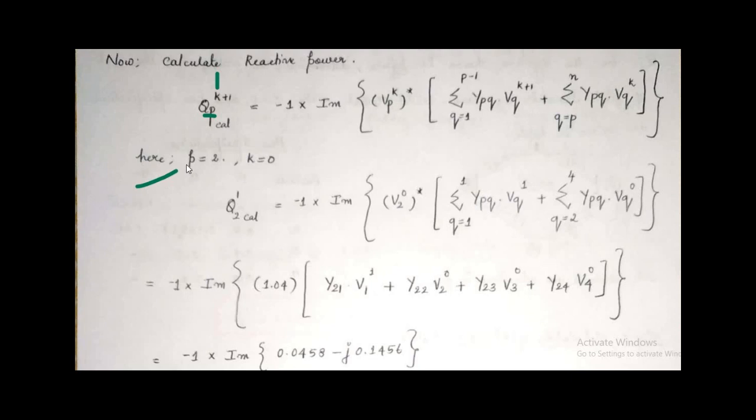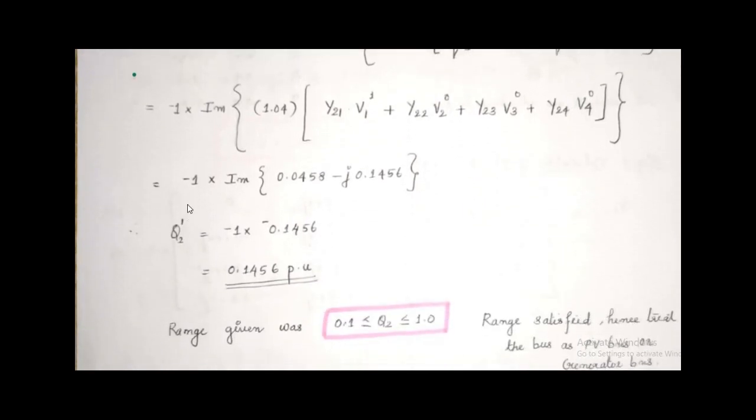Now we are going to calculate the reactive power of the second bus. So we put P equal to 2, and for the first iteration, K equal to 0. So you will be getting Q2 superscript 1, equal to minus 1 into the imaginary part of something. In this equation, we just substituted the values: Vp raised to k, that means V2 raised to 0. Upon substituting the values, you got minus 1 into the imaginary part of this equation.